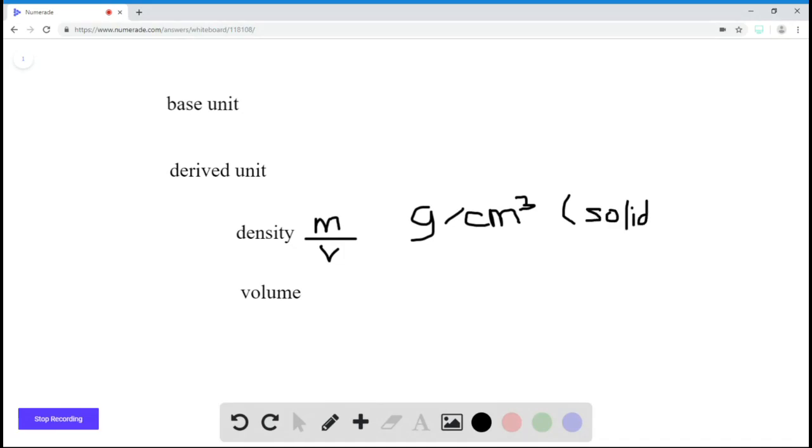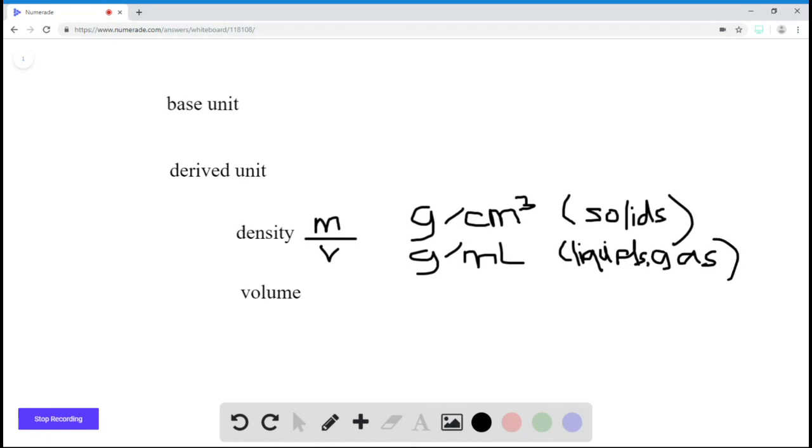solids. Or you can use grams per milliliter, usually for liquids. Or for gas. And so both of these, again, are density. You have mass over a certain amount of volume.